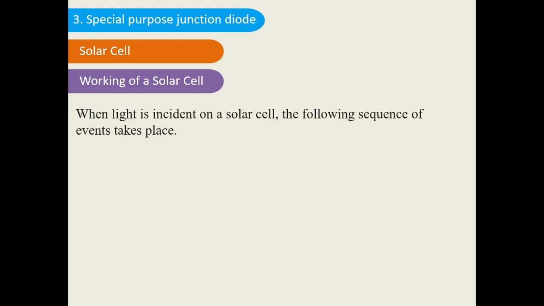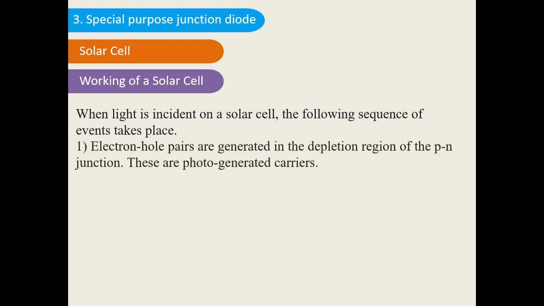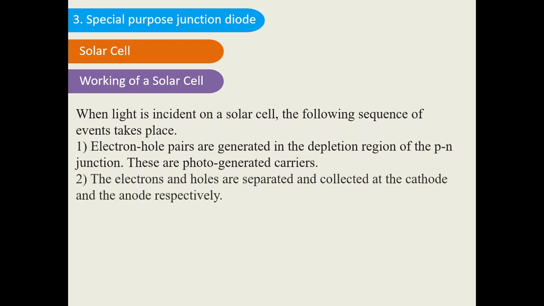So when light is incident on the solar cell, the following sequence of events takes place. What happens actually if the light is getting incident on the solar cell? The first one is that electron hole pairs are generated in the depletion region of the p-n junction. These are called photo-generated carriers. Photo means photons, that means light. Because of these photons or light, electron hole pairs are generated in the depletion region of the p-n junction. So these are called photo-generated carriers, if the light is getting incident on the depletion region.